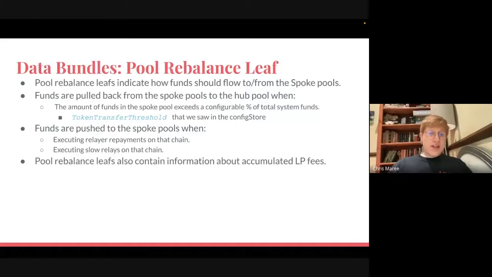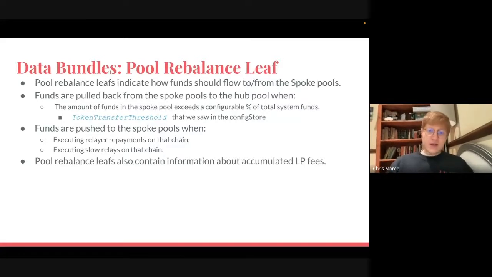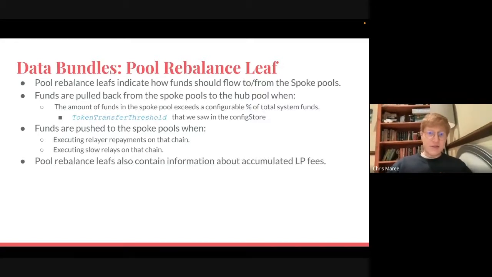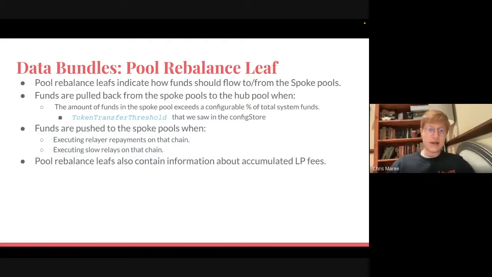So let's go through each of the kinds that we discussed before in turn and break them down slowly. So the pull rebalance leaf and the pull rebalance bundles. There are multiple leaves that go into a tree, and the tree constructs a bundle, so we have a bundle of leaves, okay? The pull rebalance leaf indicates how the funds should flow to and from the spoke pools. Funds are pulled back from the spoke pool to the hub pool when the amount of funds in the spoke pool exceeds a configurable percentage of the total system funds, right? And we call this the token transfer threshold.